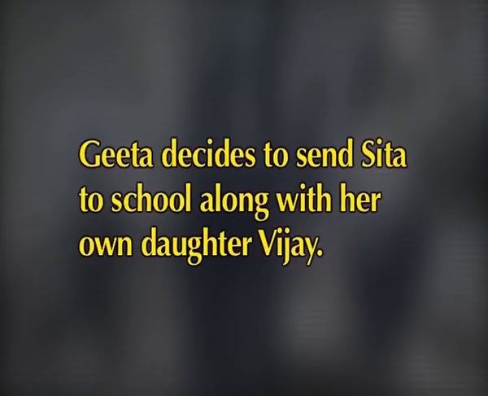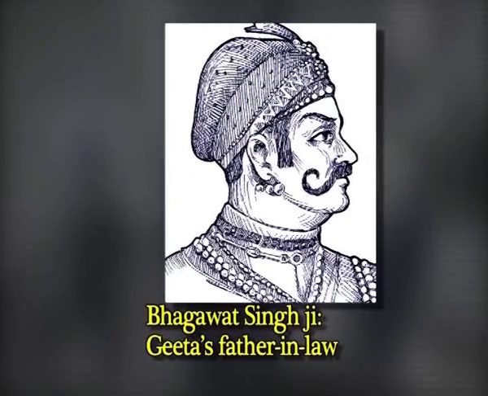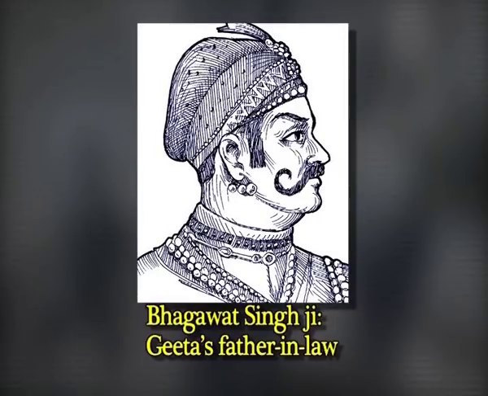5 years pass by. Geeta gives birth to a boy, Vikram. There have been 2 more deaths in the family: Sangram Singh, Bhabasa's husband, and Bhatyanji, Bhabasa's maid. Vijay and Sita become playmates and best friends. Listening to the children's banter one day, Geeta decides to send Sita to school along with her own daughter Vijay. She proposes this to her father-in-law in the absence of her mother-in-law.